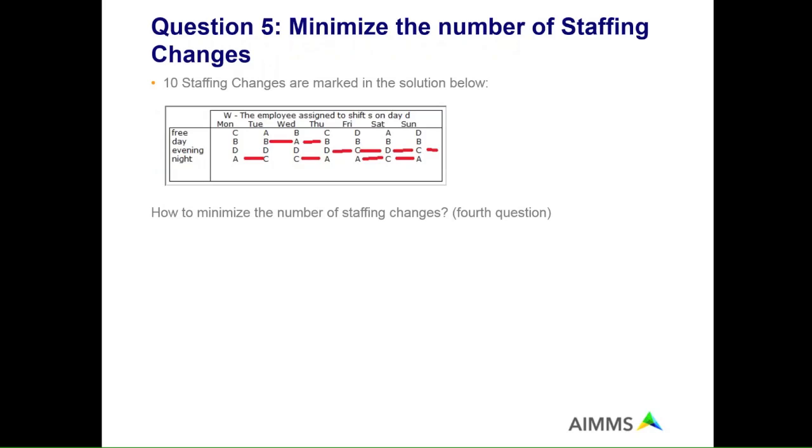There are 10 staffing changes marked in the solution below. Can we actually minimize the number of staffing changes? For example, if we look at the evening shift, we see that there are 4 staffing changes: Thursday to Friday, Friday to Saturday, Saturday to Sunday, and Sunday again back to Monday. If we would have swapped Friday and Saturday, there would only be 2 staffing changes for the evening. So can we get a solution with 2 nurses per working shift and fewer staffing changes? And how should we model that?